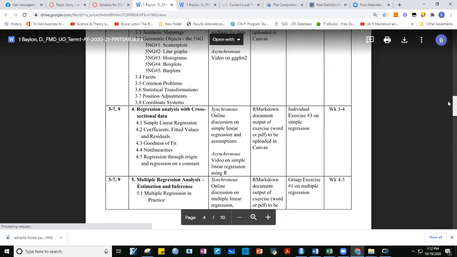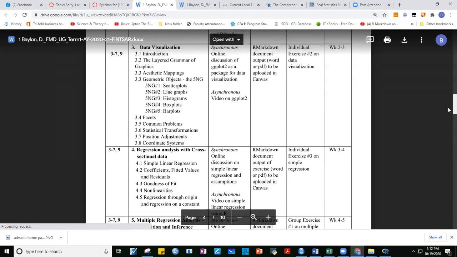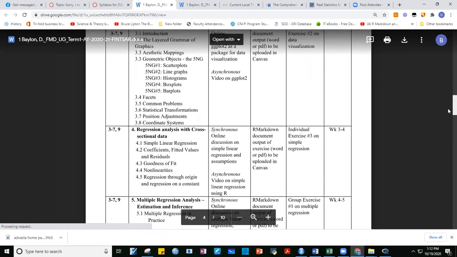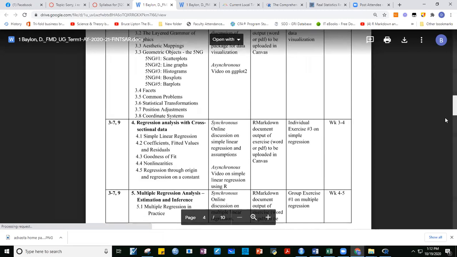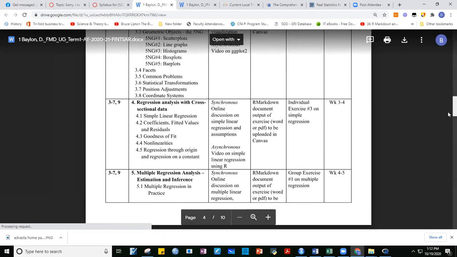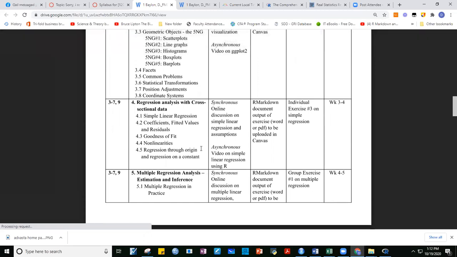Okay, for now, we're going to use Excel. I'm sure all of you are familiar already with Excel. So we're going to use Excel in order to do regression analysis with cross-sectional data. I'm going to explain what cross-sectional data is. Then in this topic, we're going to look at simple linear regression. In simple linear regression, what we want is to establish or to solve for the coefficient which relates your dependent variable on your independent variable.